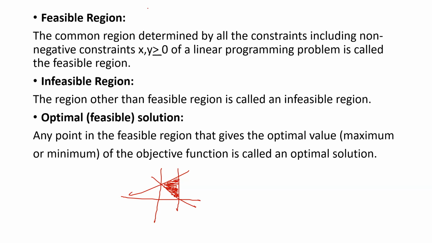Now, how many optimal solutions could a problem have? This is a very good question. Sometimes infinite, and sometimes only one. Most of the time you will find only a single solution, and sometimes it becomes infinite. I will let you know both the conditions. Just wait for some time, Umair.